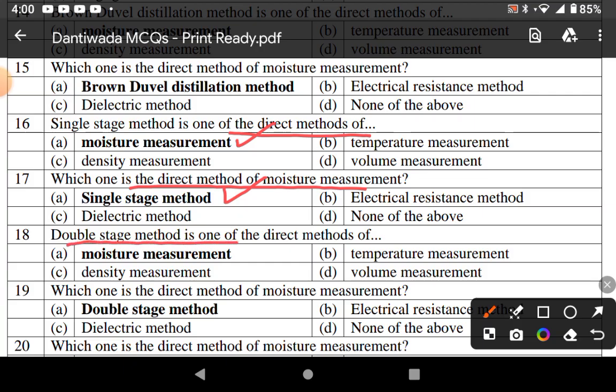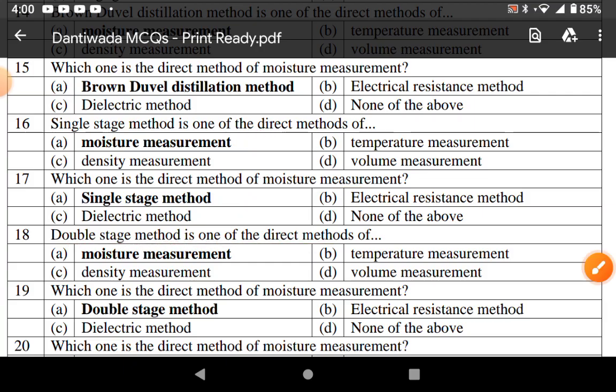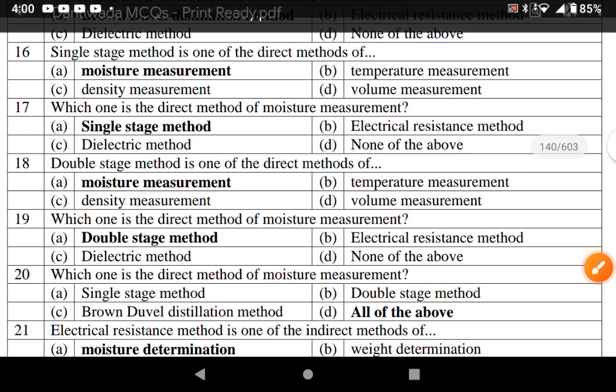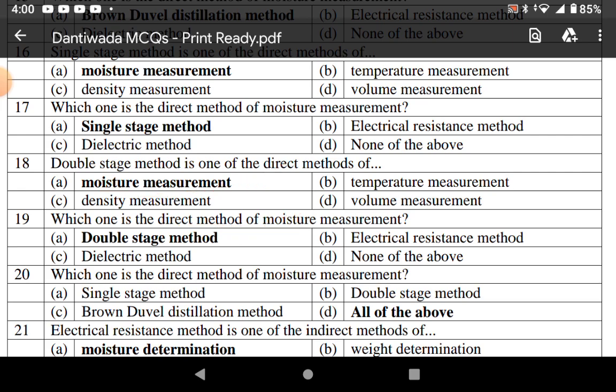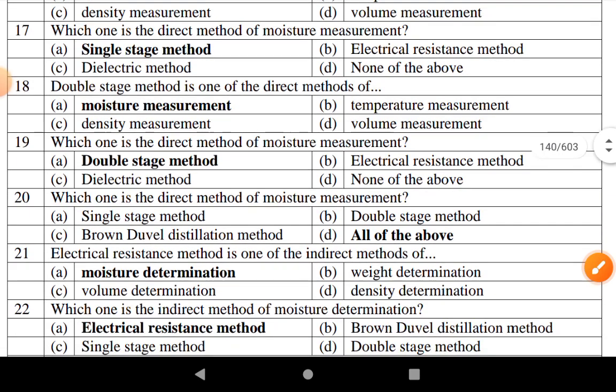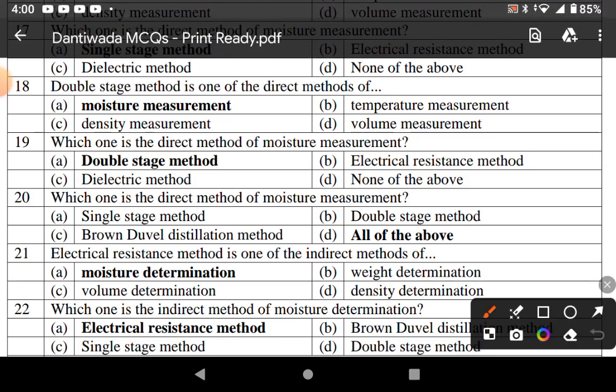Double stage method of moisture measurement is one of the direct methods of moisture measurement. Which one of the following is a direct method of moisture measurement? It is double stage method. Single stage method and double stage method both are direct methods of moisture measurement. Which one of the following is a direct method of moisture measurement?